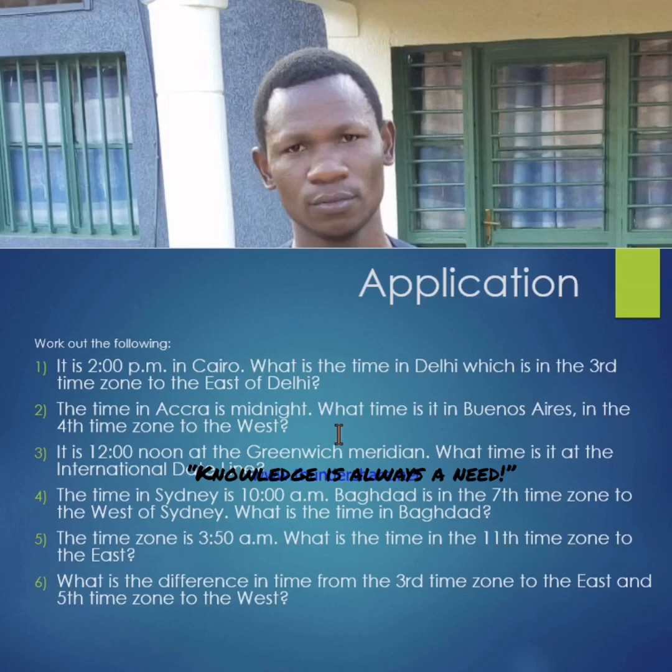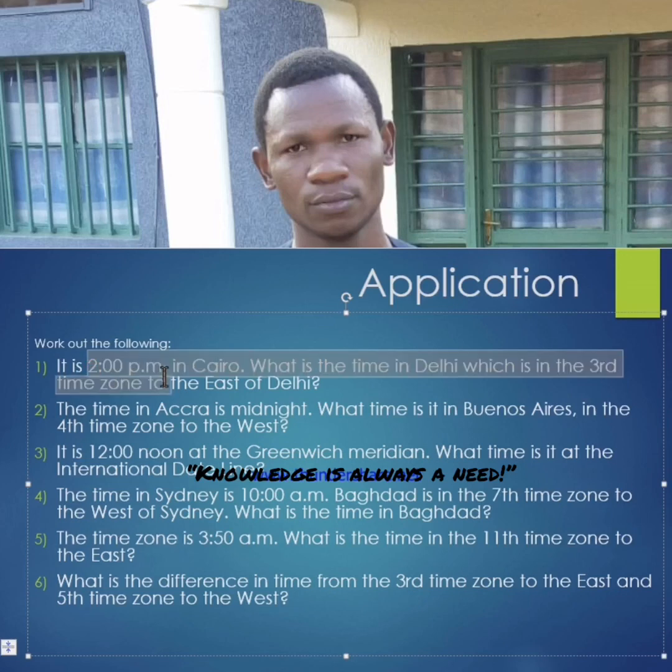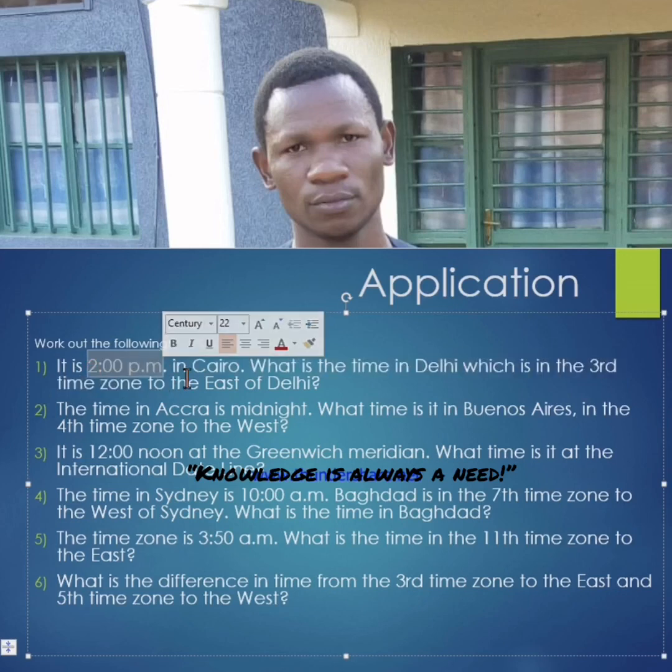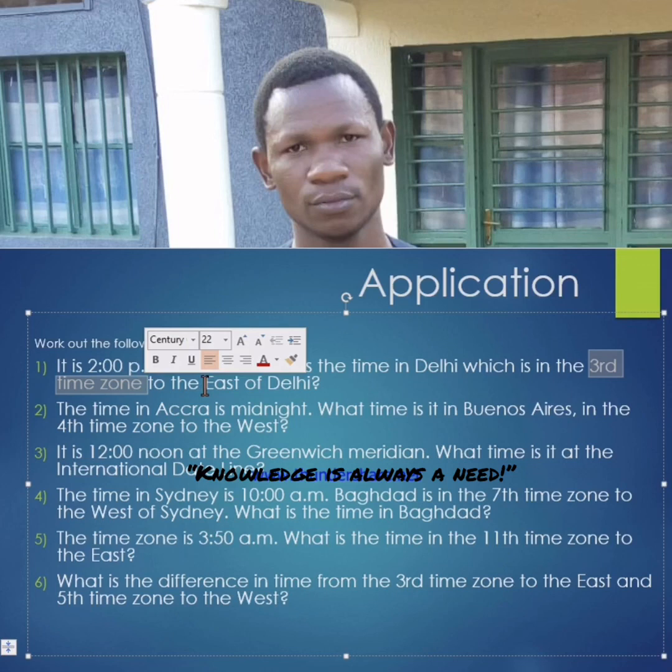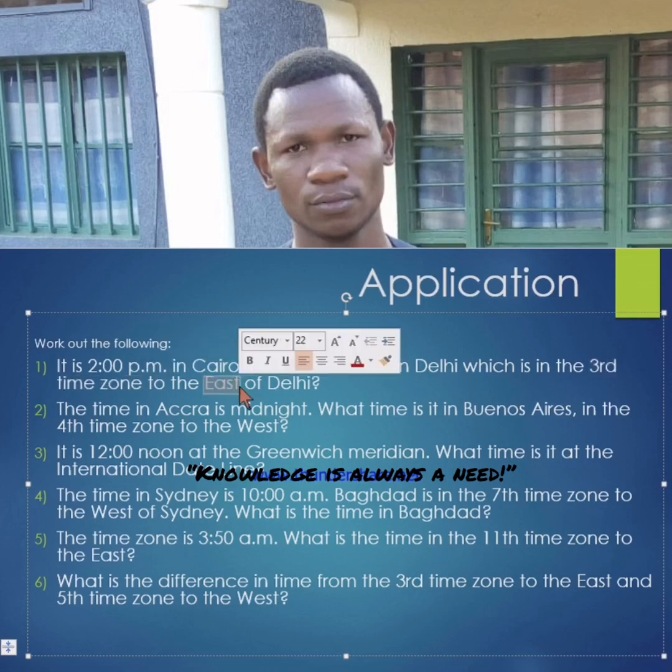My dear friends, I want you to try this application, and remember that in mathematics, for you to do something, you have to follow the example which was given. So I've given you 2 examples that you can use to solve the 6 problems that you have. As a hint, for the first question, the given time is 2 p.m., and the position of the next town is 3 time zones, meaning 3 hours, and going to the east. Remember that we are going to add.